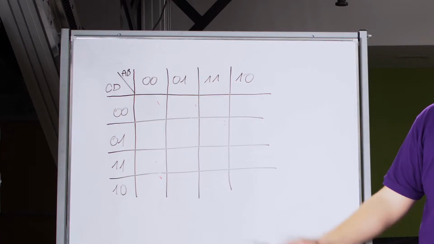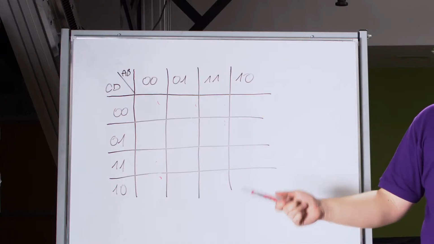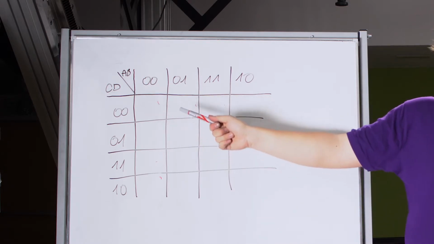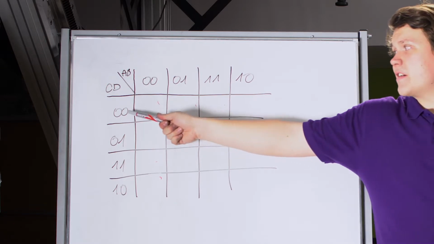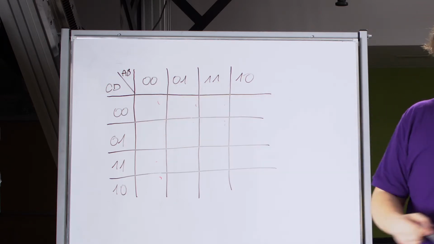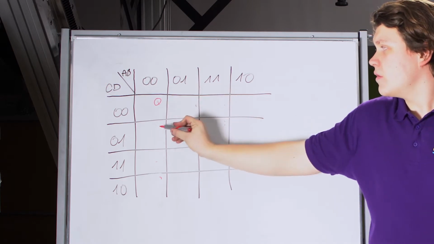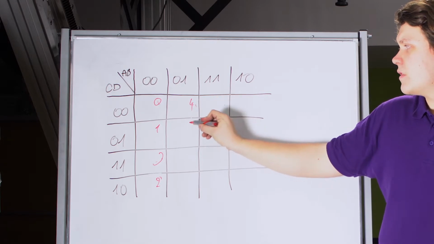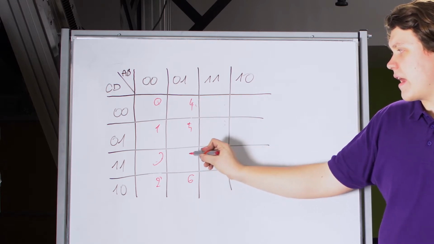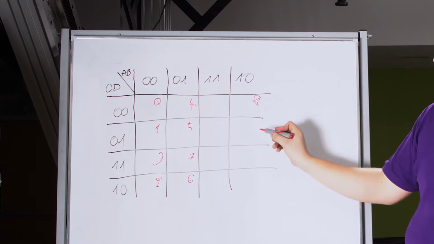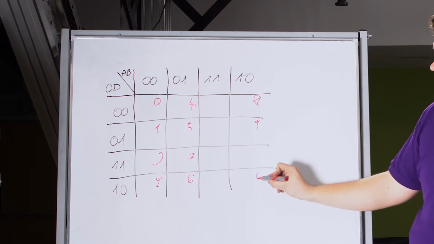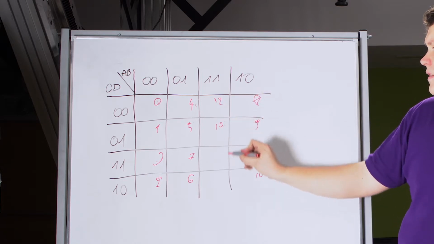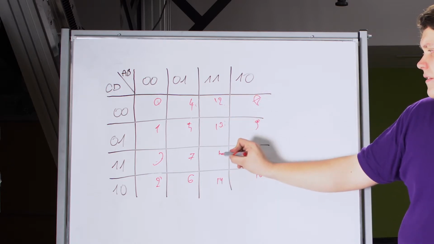This is a blank Karnaugh board for our logical device. For beginners, it is easier to put all those numbers in those fields. Numbers are equal to the binary value of inputs. So this is 0, 1, 2, and 3. 4, 5, 6 and 7, 8, 9, 10 and 11, 12, 13, 14 and 15.